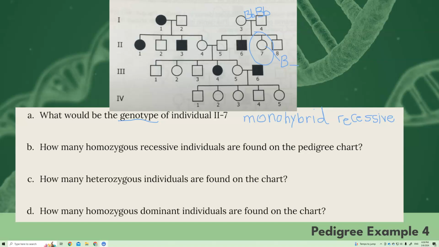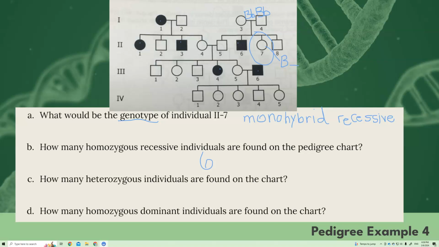Now, the next question is quite easy because it says homozygous, so same letter, all little. How many individuals have that? Well, we said anybody on this pedigree that is colored in, because it's a monohybrid recessive, will be our recessive individuals. So I'm going to count 1, 2, 3, 4, 5, 6. There's 6 people on this pedigree chart that are homozygous recessive.